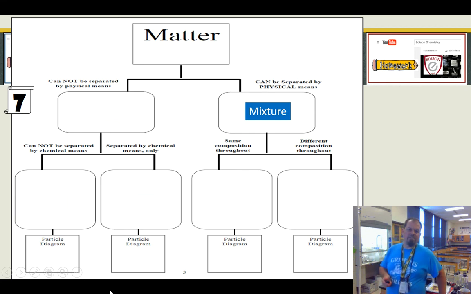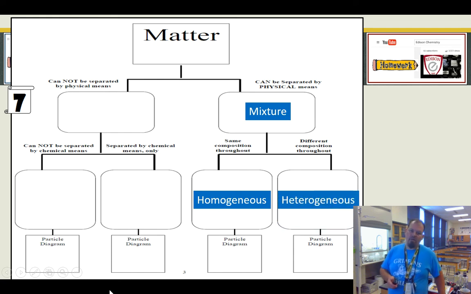It says same composition throughout. Well, same is homo. So homogeneous is the same throughout. Different is hetero. Heterogeneous. And I know you've heard of the prefixes homo and hetero. Think about where you've heard those before. Homo means same, hetero means different. Think. Okay.